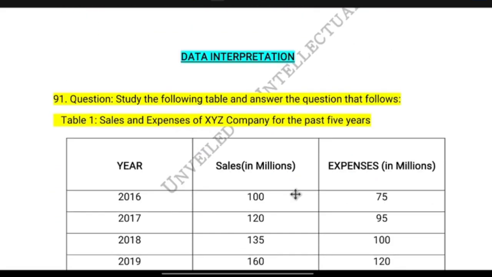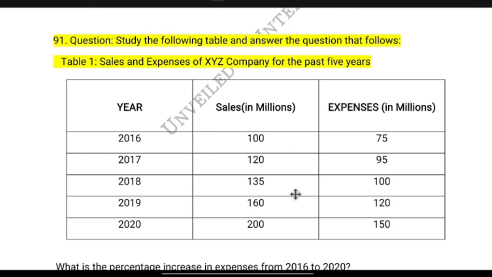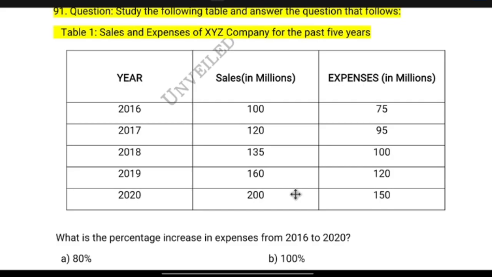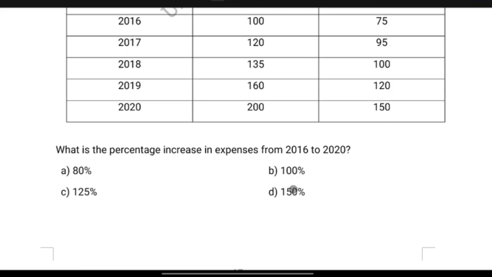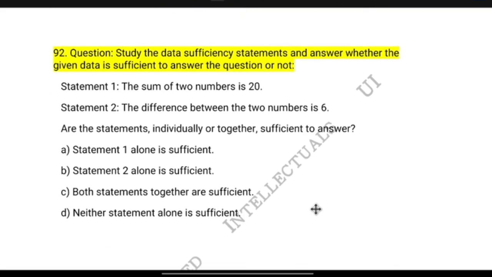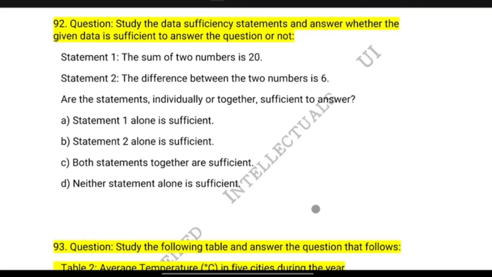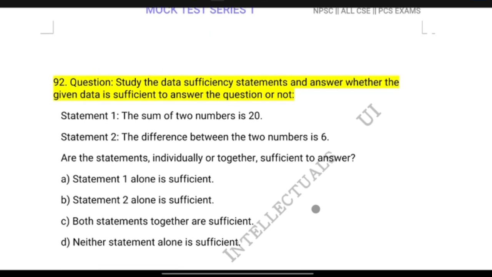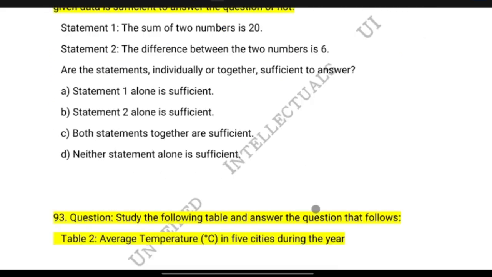91. Question. Study the following table and answer the question that follows. Table 1. Sales and expenses of XYZ company for the past 5 years. Correct answer. B. 100%. 92. Question. Study the data sufficiency statements and answer whether the given data is sufficient to answer the question or not. Statement 1. The sum of two numbers is 20. Statement 2. The difference between the two numbers is 6. Are the statements, individually or together, sufficient to answer? Correct answer. C. Both statements together are sufficient.